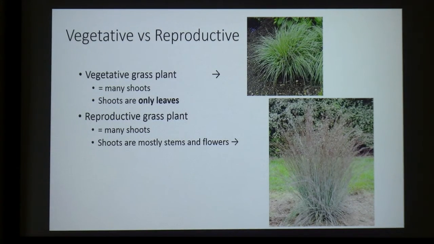What's vegetative versus reproductive? That's a vegetative plant. It's all leaf. There's no stems in there. There's no flowers. The shoots are only leaves. A reproductive plant has lots of shoots, but obviously it's made stems and it's got flowers and it's in the process of producing seeds. So this is vegetative. Vegetative grasses look like that. They're basically all leaf. Reproductive plants have got a lot of stems, flowers, and seeds.